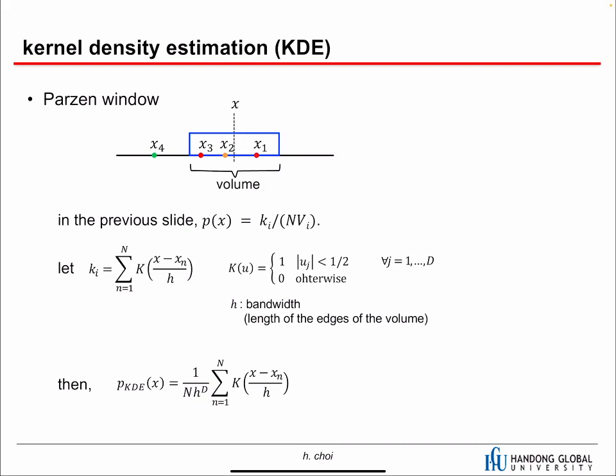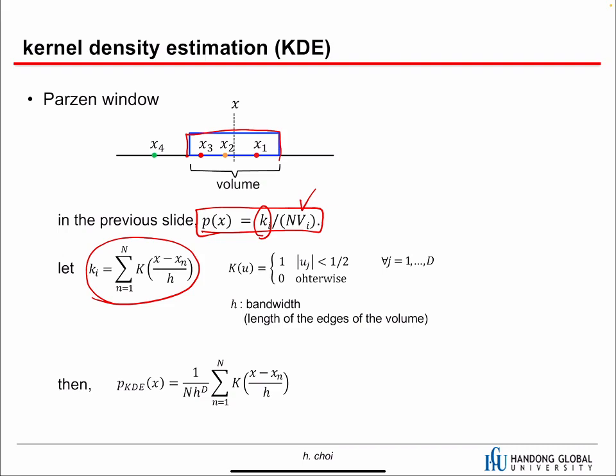So first one is kernel density estimation. The simplest approach is to use the Parzen window. From the previous slide, we have this one. And as I said, in this kernel density estimation, we fix the volume. Then we have to check how many samples are in the volume. So the Parzen window has a window like this. This is a window, and we just count how many samples are in the window. So k sub i can be calculated in this way. This equation looks a little complicated, but it's really simple. It is just counting the samples in the window.